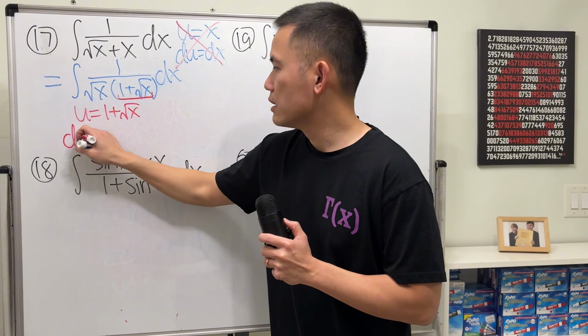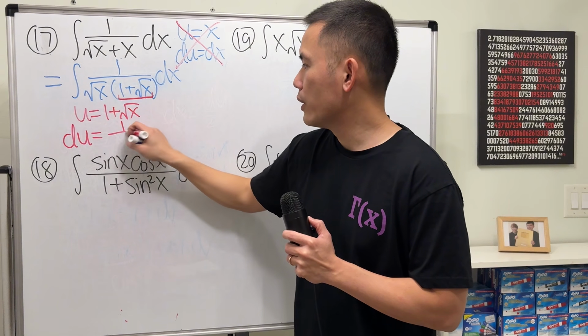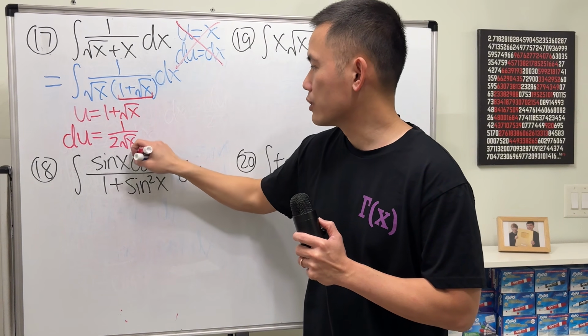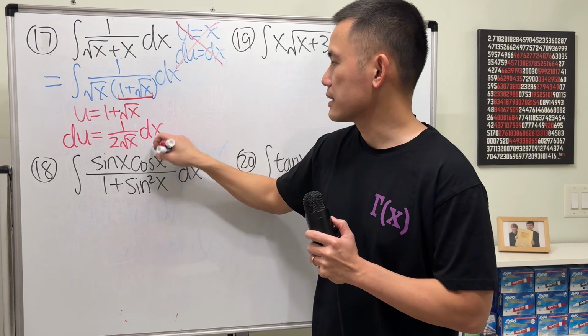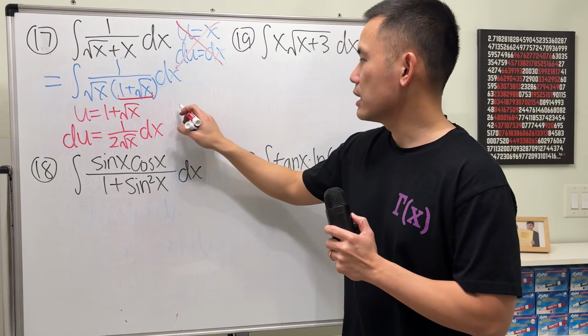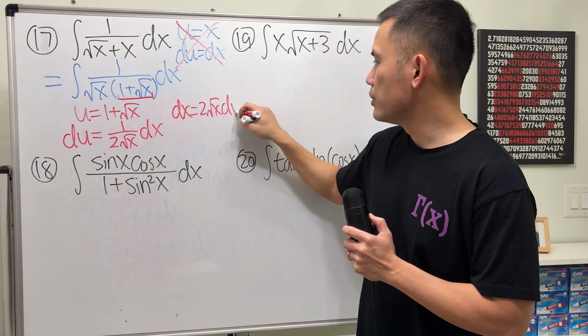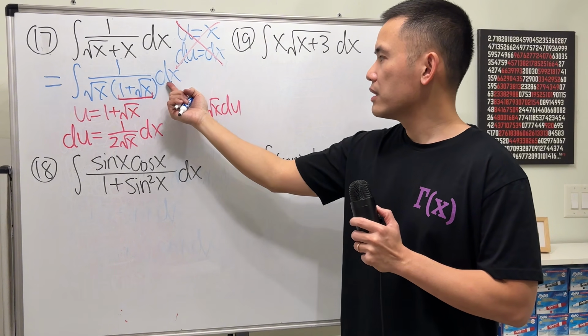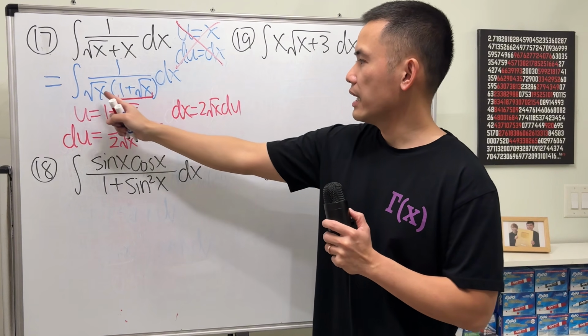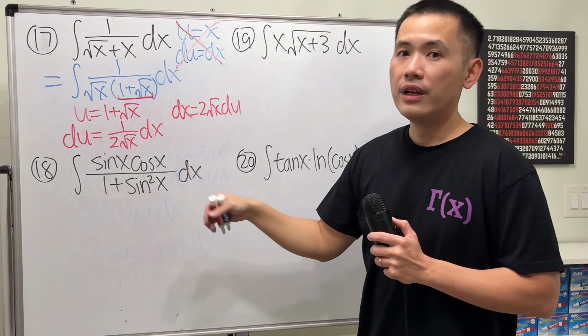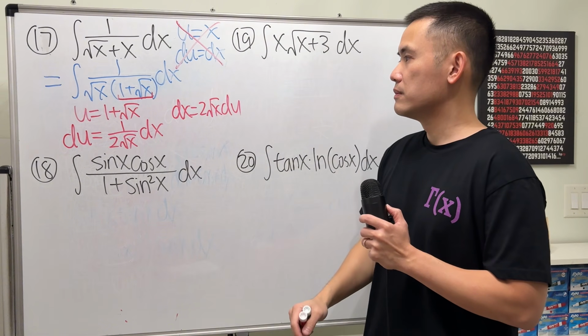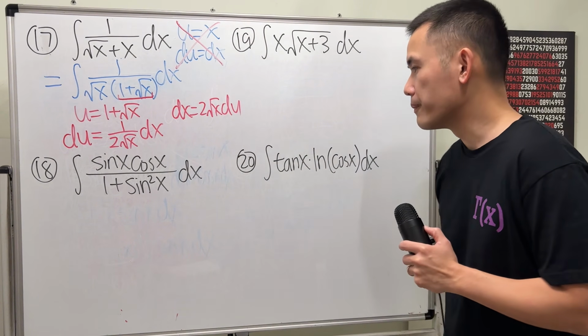Because now you see du is equal to 1 over 2 square root of x dx. Multiply this to both sides if you like. dx is equal to 2 square root of x du. Put this back here. This square root of x and that square root of x will cancel, and it works out much better. Yeah, go ahead and try this one right here.